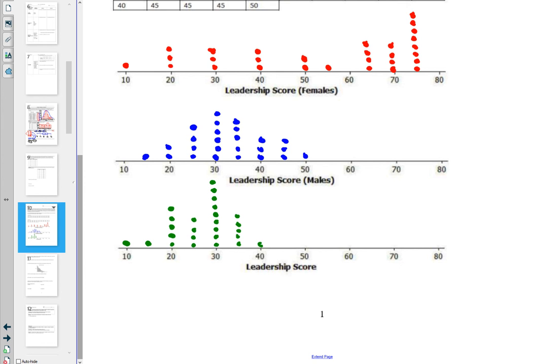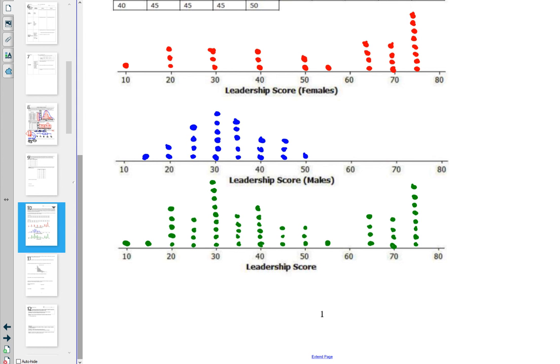40. How many 40s are there? 6. Good. 1, 2, 3, 4, 5, 6. 50. There's 3. I'm sorry, I skipped 45. There's 3 45s. There's 3 50s. 1 55. And then the rest is just going to be a copy of the 2. 1, 3, 4 65s, 4 70s, and then how many was it? 8 76s. This distribution seems to be kind of all over the place. Any questions there?